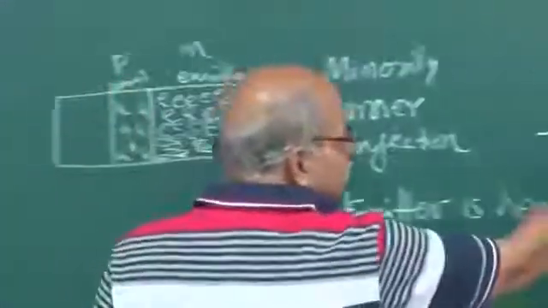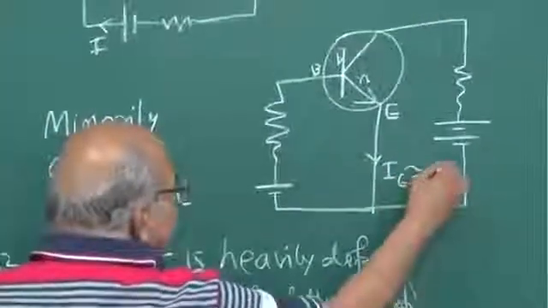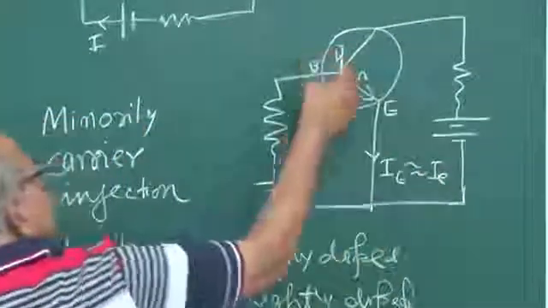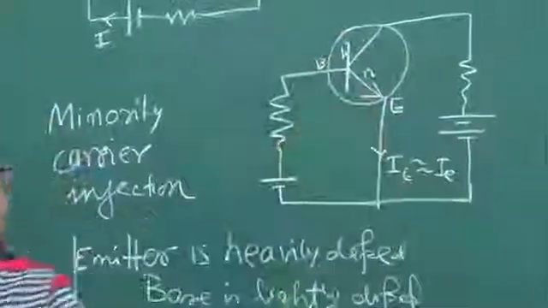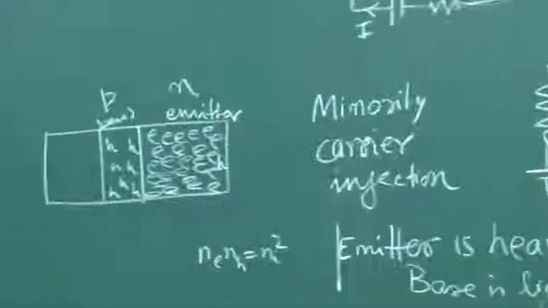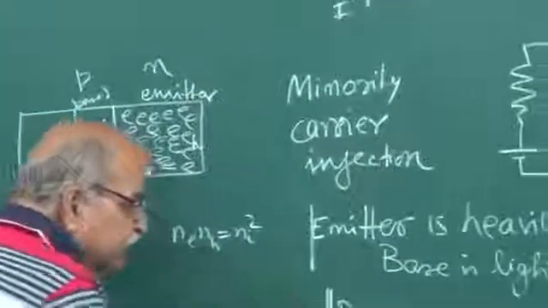So this IE which is here is primarily because of those electrons which are injected. So electrons are going this way and current is going that way. So that's one thing. Second thing is base is very thin.